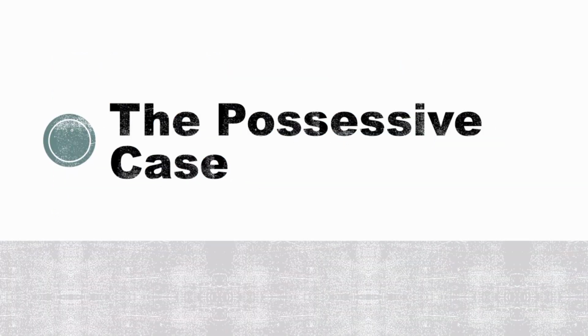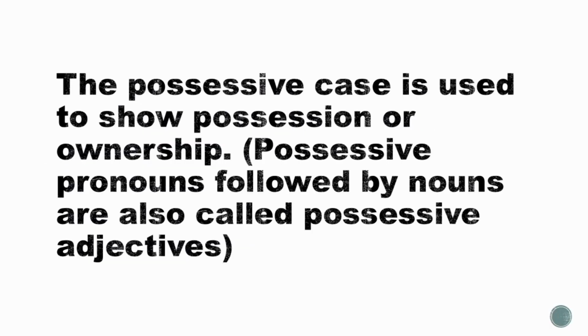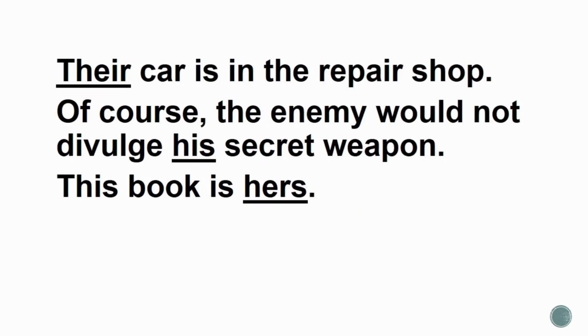The last case of our personal pronoun is the possessive case. The possessive case is used to show possession or ownership. Possessive pronouns followed by nouns are also called possessive adjectives. Like here in these examples, their car is in the repair shop. Our pronoun their shows possession. Whose car is it? Their car. So the word that we use is a possessive pronoun, which is their. And the spelling would be T-H-E-I-R and not T-H-E-R-E. And this is a common mistake for some people.